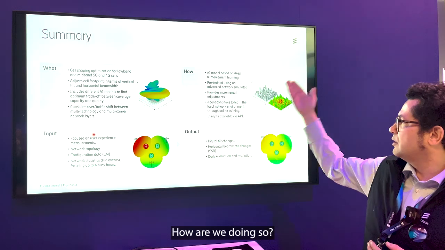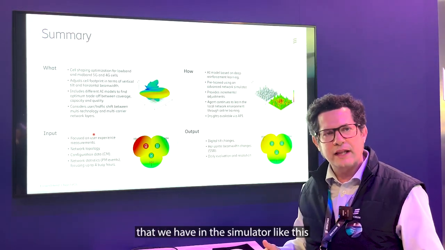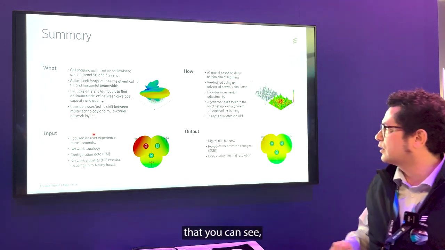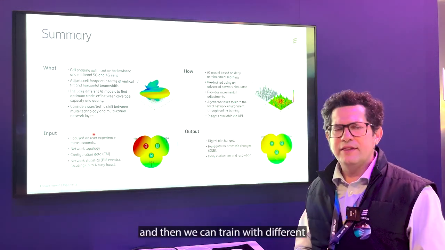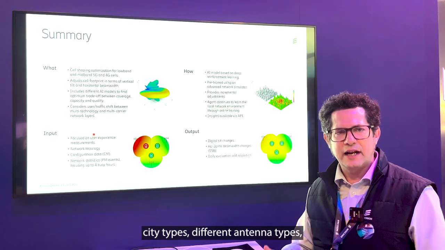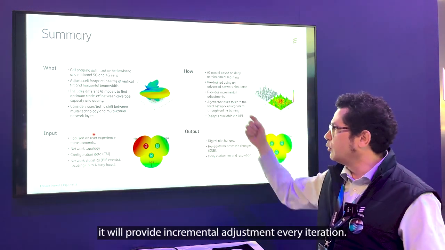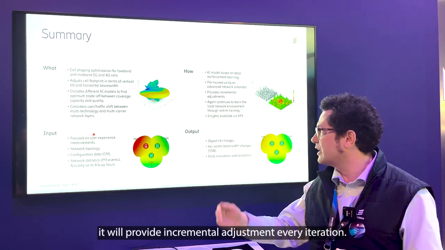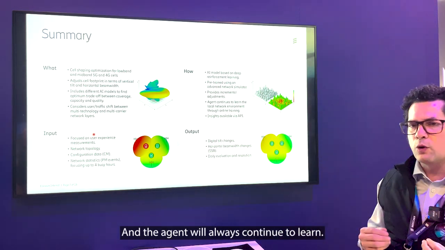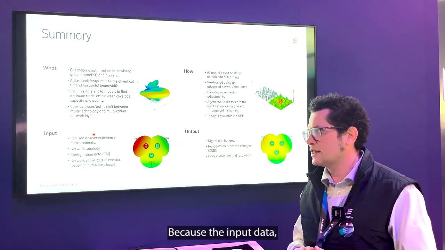How are we doing it? So we have the AI model based on deep learning with a pre-trained model that we have in a simulator like this that you can see. And then we can train with different city types, different antenna types, different antenna heights. And of course, it will provide incremental adjustment every iteration. And the agent will always continue to learn. And also very important, an API is provided, right, in case it's important.